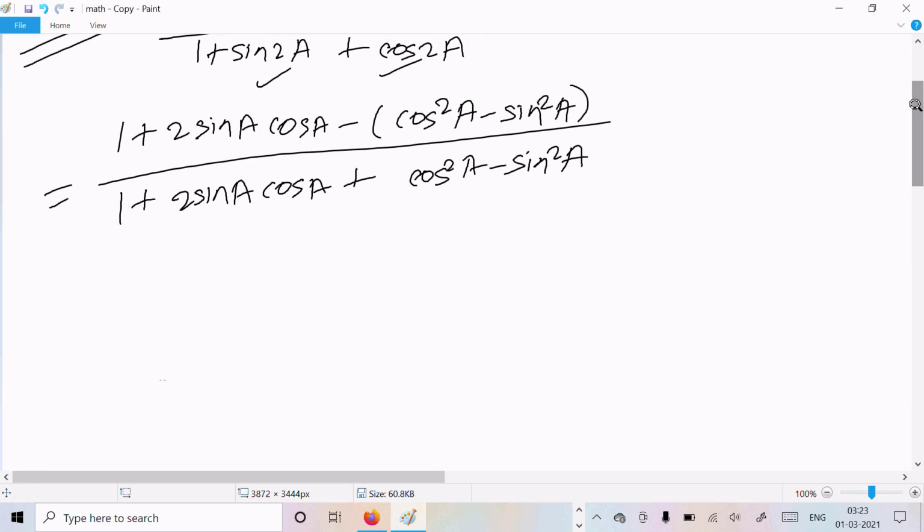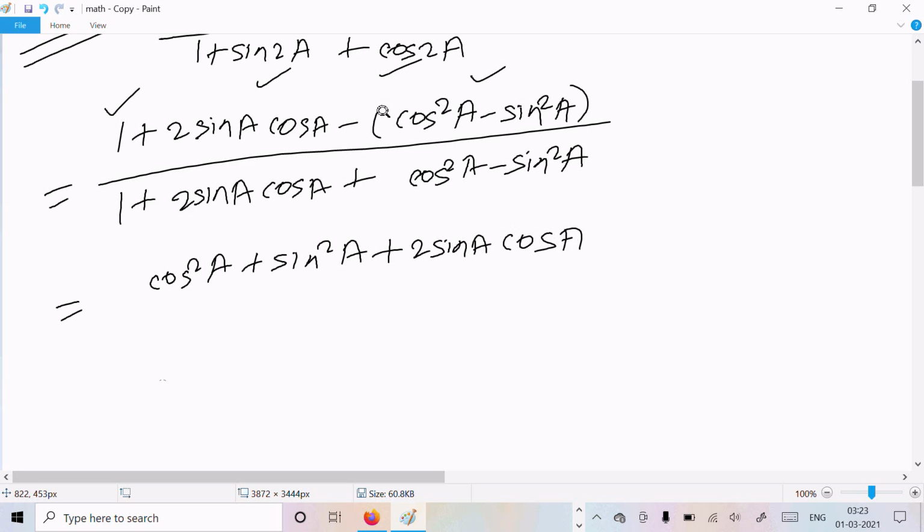So here for 1 we can write cos² a + sin² a, and after that when I compare with this, it will do the cancellation. So here for 1 we can write cos² a + sin² a. Now 2 sin a cos a, and the minus sign distributes: minus cos² a plus sin² a.